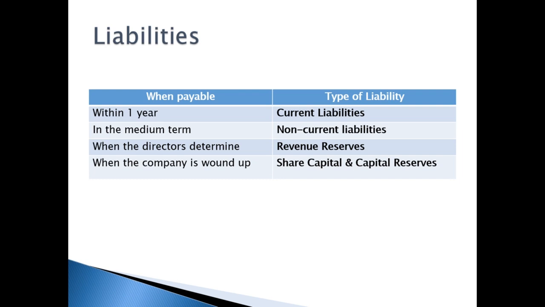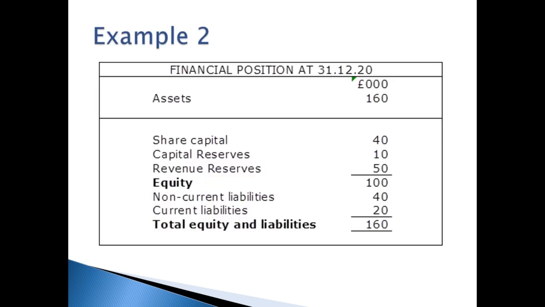What we call current liabilities are payable within a year. Non-current liabilities are not payable till later on. What we call revenue reserves, which we'll explain later, are paid when the directors decide they're going to be paid, and the share capital and capital reserves only have to be paid out when the company is wound up. And the value of all these liabilities is shown on the statement of financial position. So here that second section has been broken down into those categories.